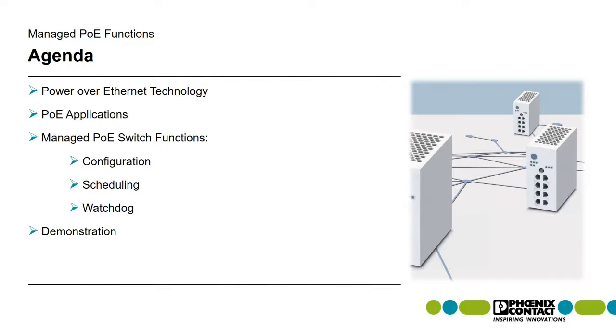Then we're going to get right down to looking at three key managed PoE switch functions, and this is what sets the managed functionality apart from injectors or unmanaged or any quote-unquote dumb devices that might be supplying power over Ethernet. Those are going to be the configuration area, then we'll take a look at the PoE scheduling area, and finally, my favorite function, the Watchdog. Finally, we'll close everything up by looking at a little demonstration that I've put together here.